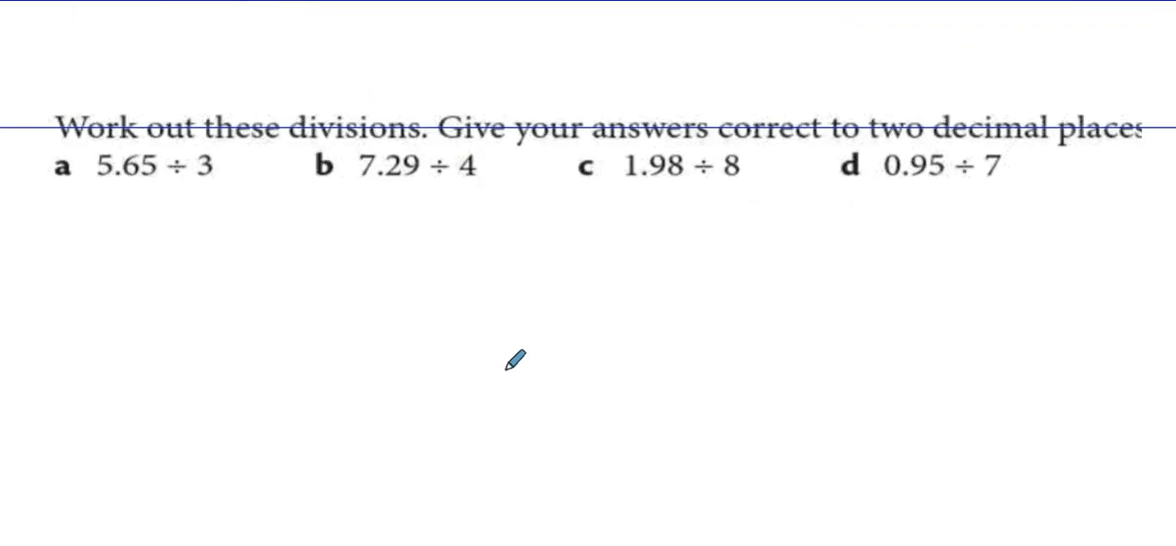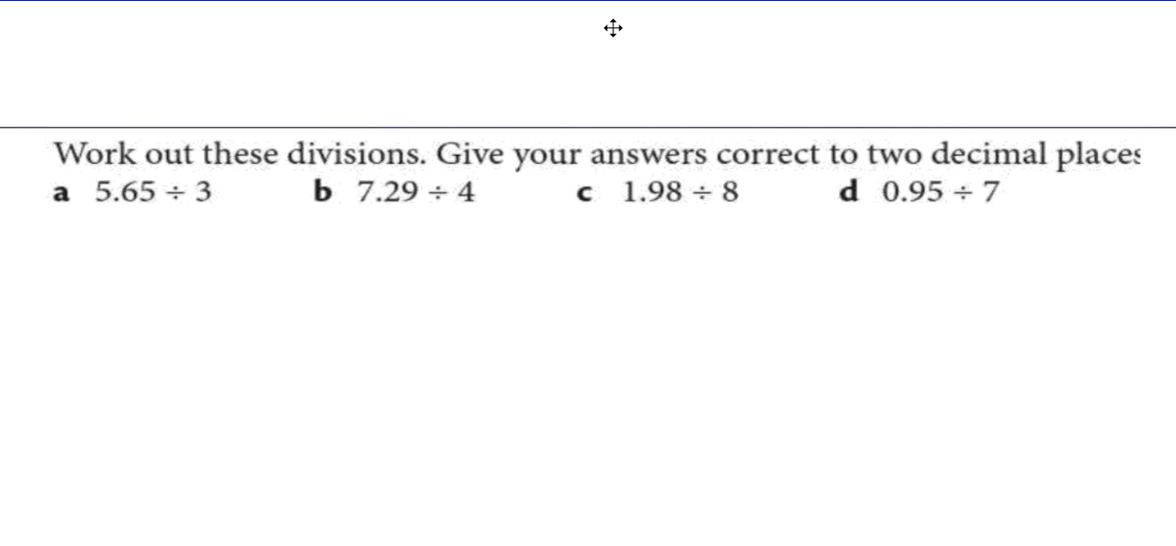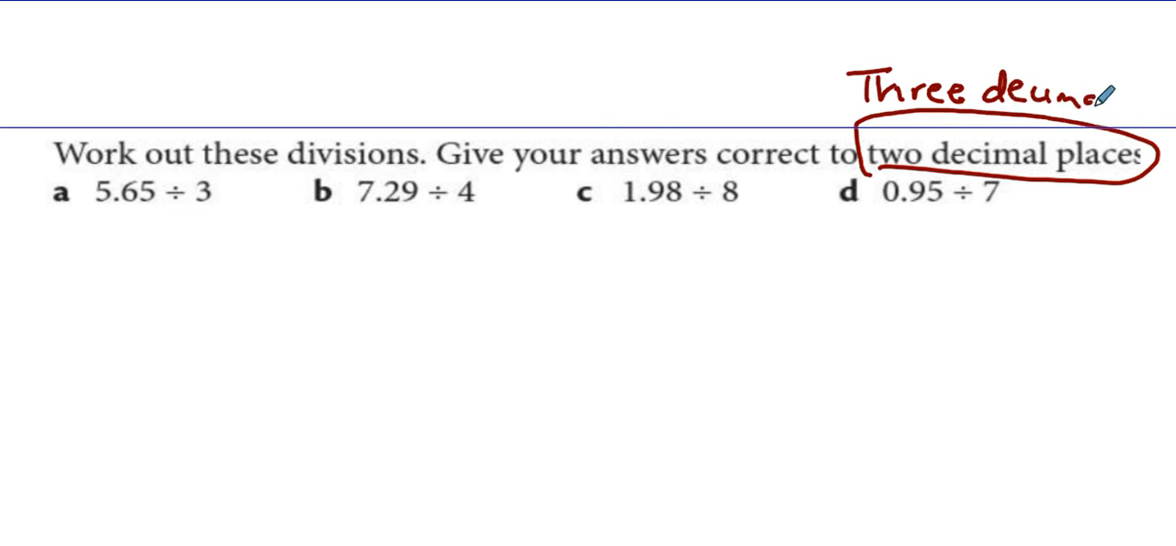Work out these divisions, give your answers correct to 2 decimal places. Now here, we need first to divide 5.65 divided by 3. Give your answer correct to 2 decimal places. So to answer this question, we need to do 3 decimal places. Once we get 3 decimal places, then we can work out 2 decimal places.